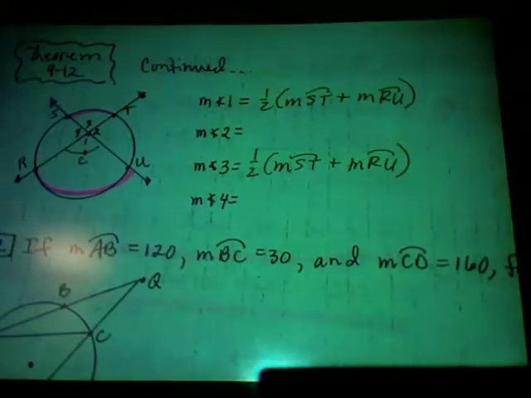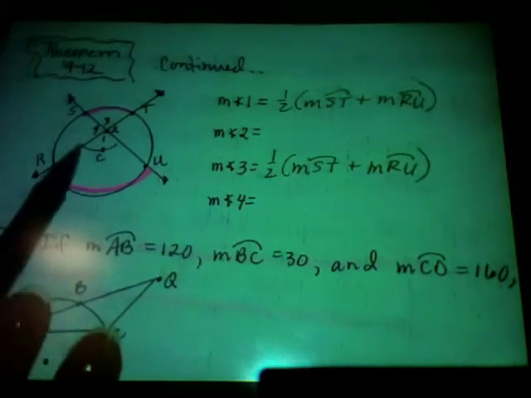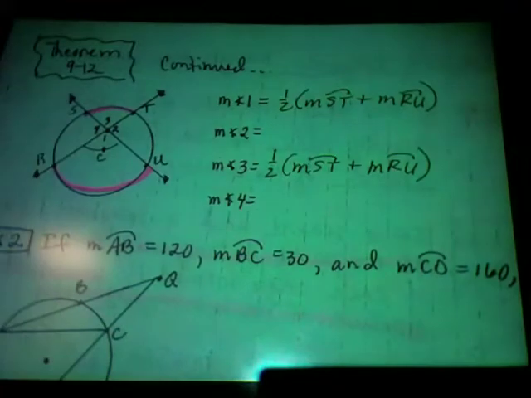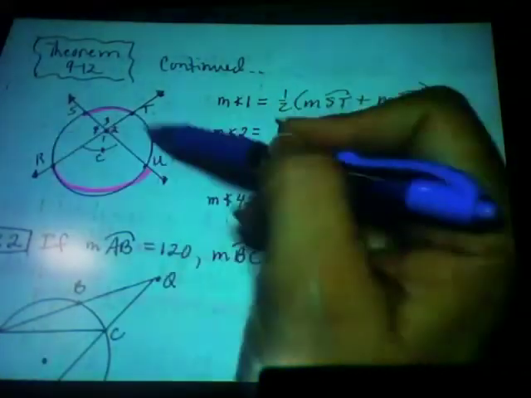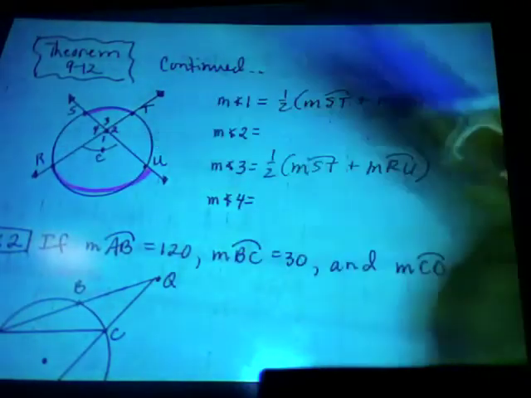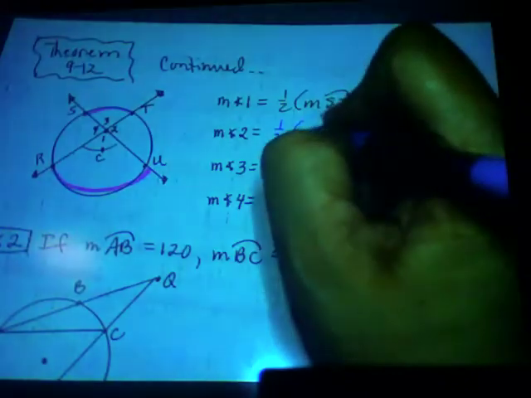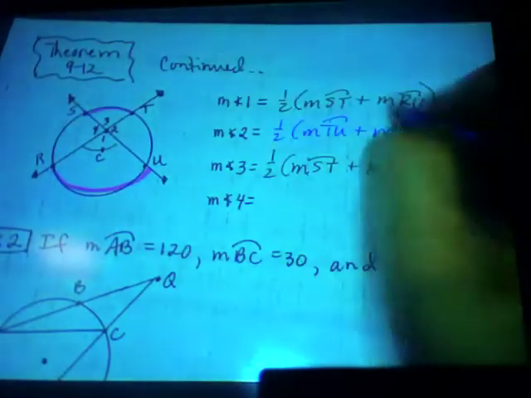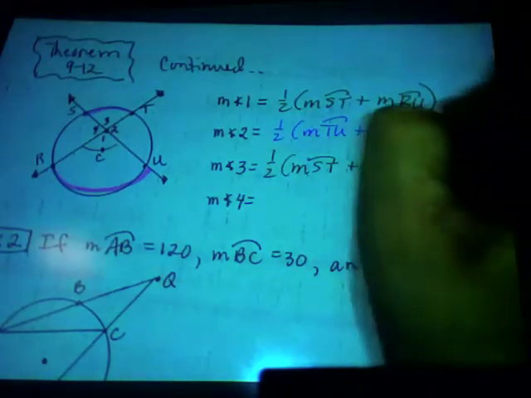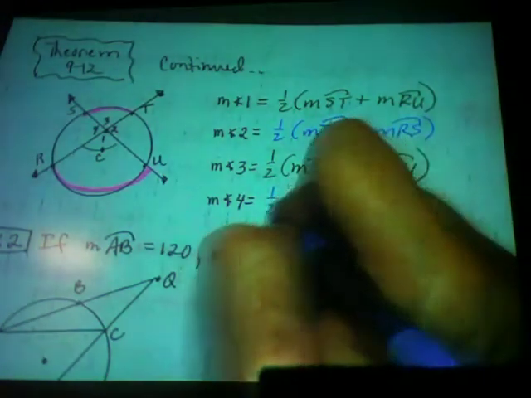So kind of going back to what I was saying before, this is a different case where the vertex of that angle is not at the center and it's not on the circle. So this is a third type of angle. So to get the measure of angle 2, the intercepted arcs are these two, right? So it would be 1/2 the measure of arc TU plus the measure of arc SR. And the same thing would be true for angle 4.